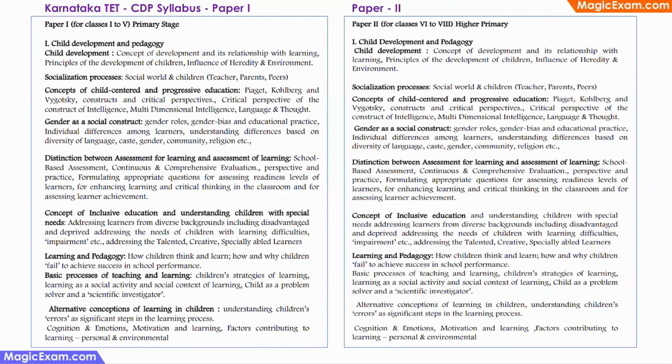In this video, we will discuss learning and pedagogy, that is, how children think and learn, and how and why children fail to achieve success in school performance. This is part of the Karnataka TET CDP syllabus for paper 1 and paper 2.